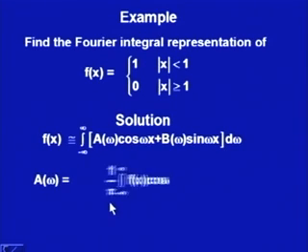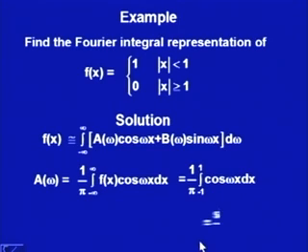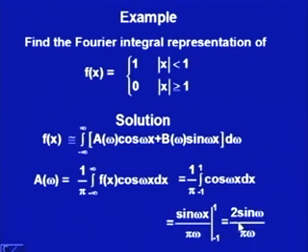Just now we found the formula: A(omega) is 1 upon pi, integral from minus infinity to plus infinity of f(x) cos omega x dx. For this function f(x), it should be 1 upon pi, integral from minus 1 to plus 1 of cos omega x dx. This is an even function, so we get sin omega x upon pi omega, which gives 2 sin omega upon pi omega. This is my A(omega).